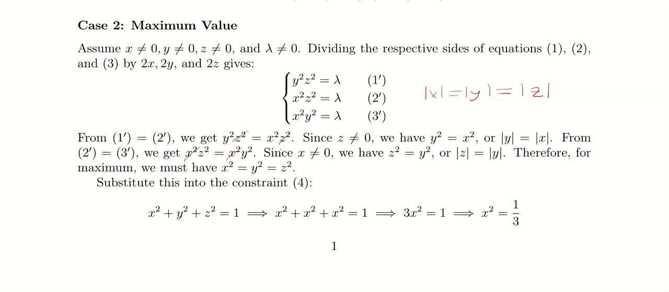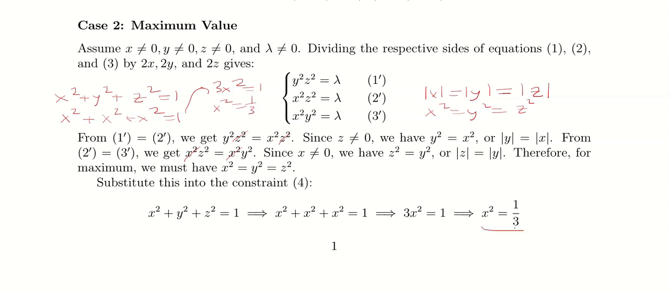Then when I plug it into the constraint, remember the constraint was x² + y² + z² = 1. If they're all equal, that means x² is equal to y² is equal to z² if you just square everything. So instead of writing y², I could just write x². Instead of writing z², I could write x². And that means we get 3x² = 1, x² = 1/3. So that's what we have over here.